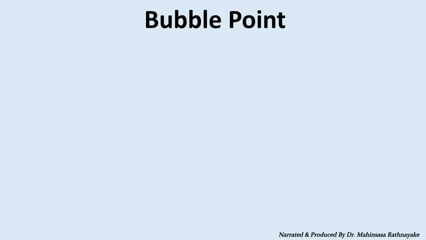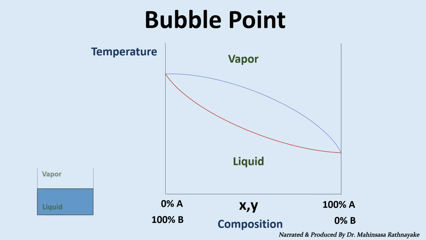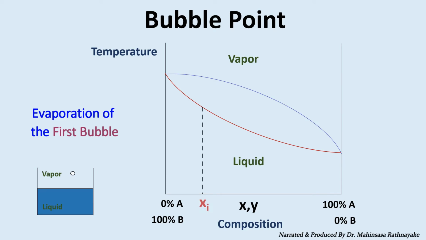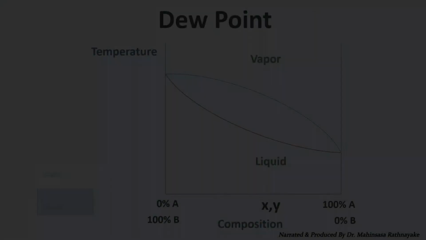Last but not least, let's clarify the terms bubble point and dew point once again. Bubble point is the temperature at which the first bubble of vapor evaporates in equilibrium with the liquid phase. So at the liquid phase mole fraction of xi, we can draw a vertical line. Here is the bubble point temperature, and if we draw a tie line, we obtain the vapor phase mole fraction yi.